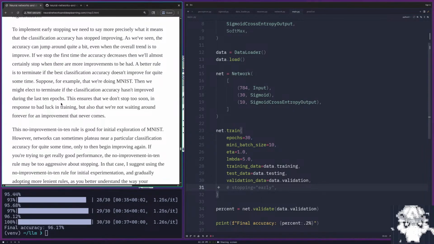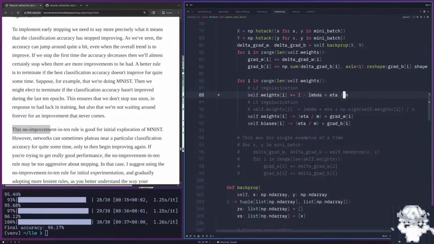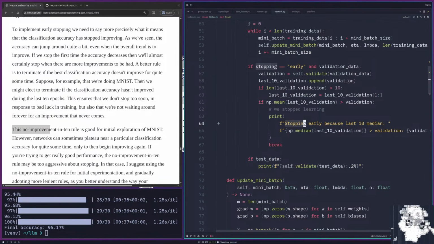Suppose, for example, that we're doing MNIST, then we might elect to terminate if the classification accuracy hasn't improved during the last 10 epochs. This ensures that we don't stop too soon in response to bad luck in training, but also that we're not waiting around forever for an improvement that never comes. No improvement in 10 is close to what I ended up doing. My rule was, if I'm not better than the median of the last 10 validations, then stop.